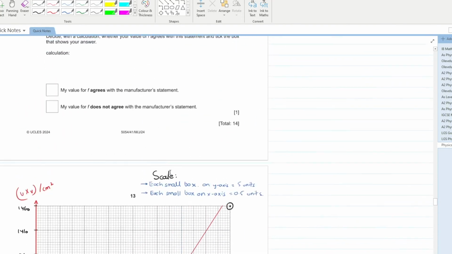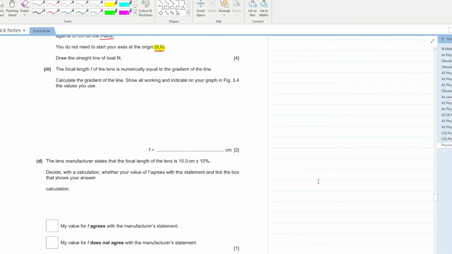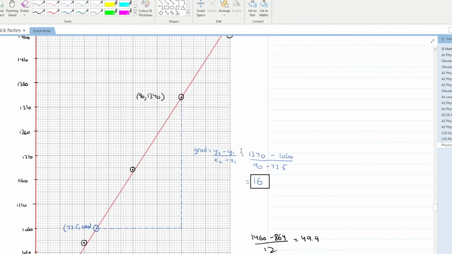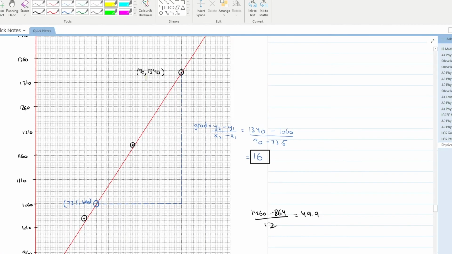Simple as that. Okay, let's see part 3. The focal length f of the lens is numerically calculated as the gradient of the line. Okay, we are told that focal length is the gradient of the line. So I took 2 points on this line. One is this point, 80 and 1340, and the second point is 72.5 and 1060. I took 2 points on the line and took the gradient. The gradient comes out to be 16.